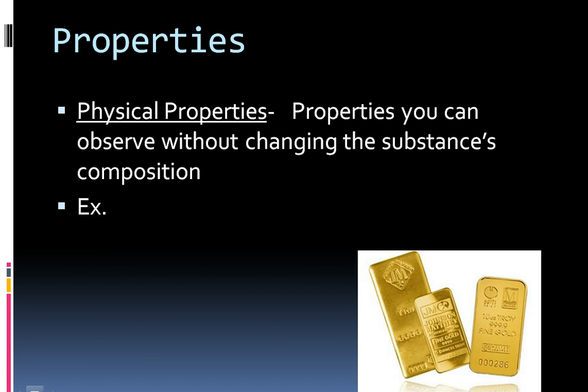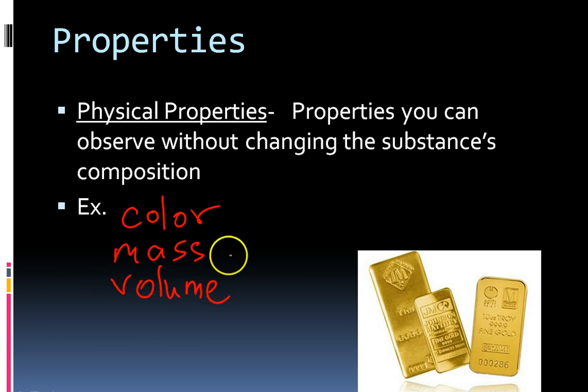A few examples of physical properties when talking about that gold would be things like the color of the gold. We can tell that without changing what's in it. We could tell things like the mass. We could weigh it and it's still going to be gold. We could tell the volume of it. And with those two, we could figure out density of the gold. So all of these are physical properties, telling something about it without changing what it really is.